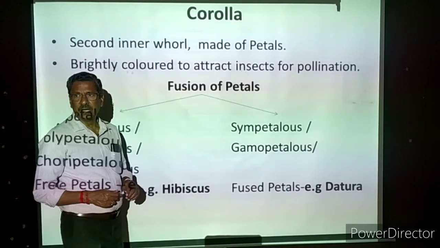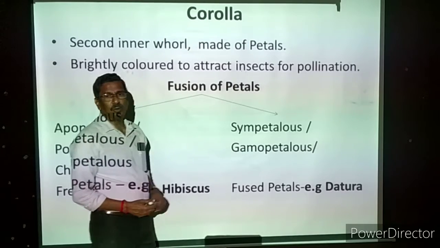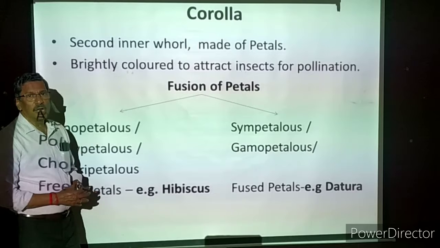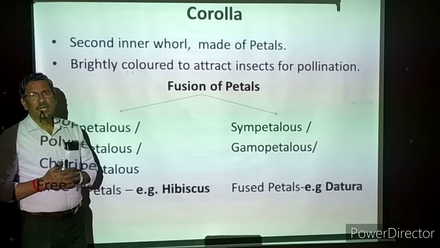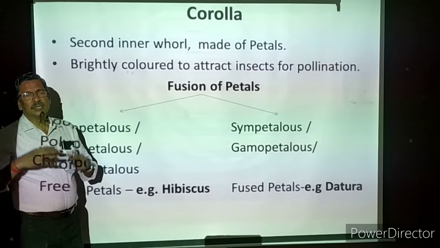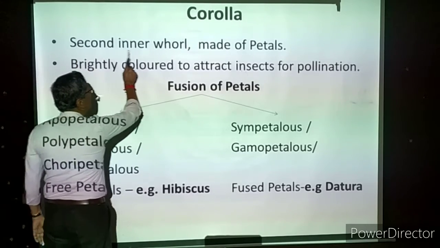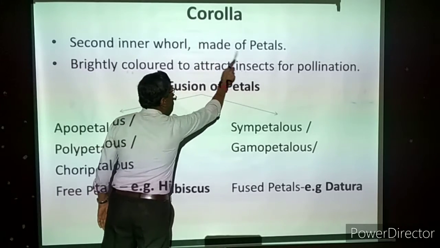Now, calyx is over. Those were the characteristic features of calyx. Now, we are going to study corolla. Corolla is the second inner whorl. It is made up of petals. The petals are beautifully colored, and that is what we are going to see.